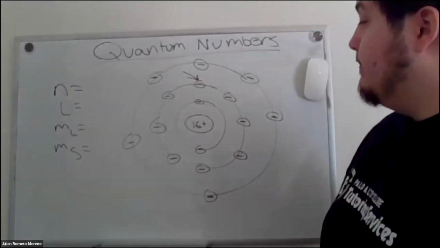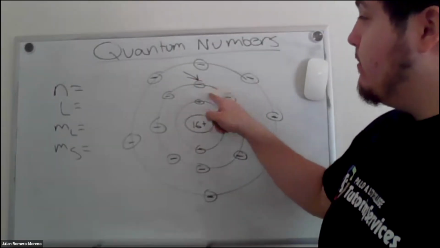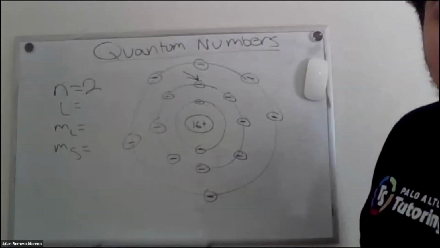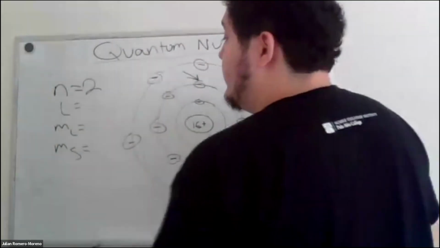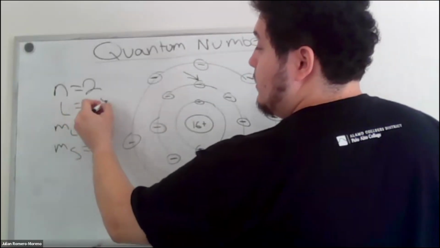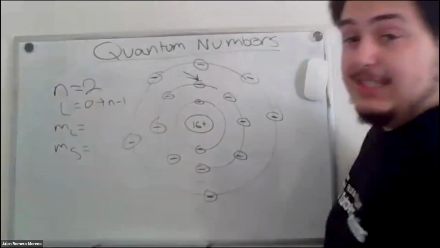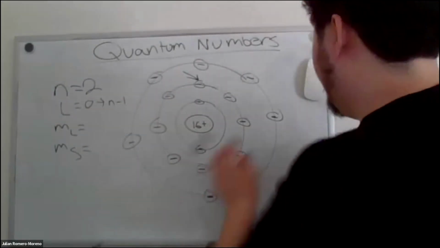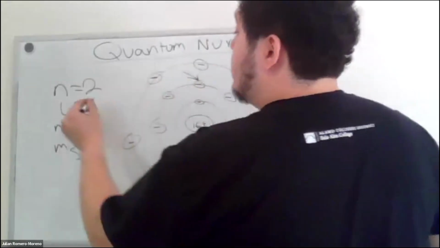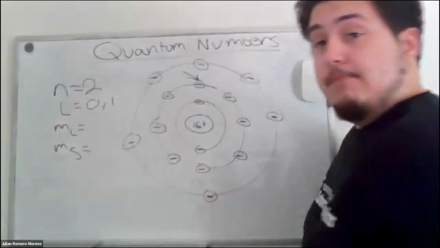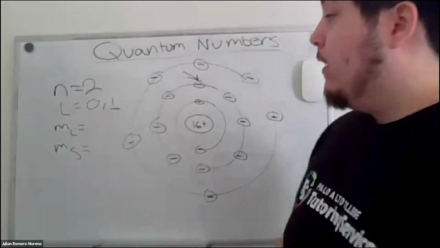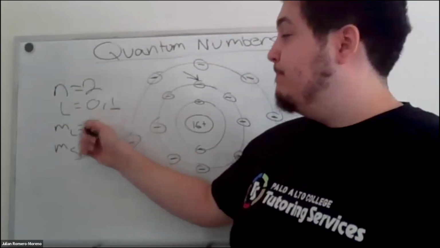So this electron right here is in energy level 2. So we know it's that. We know its angular momentum could be any value from 0 to n minus 1. Since n is 2, that means 0 to 1. So 0 or 1. In this case, I'm just going to choose 1. So that's its angular momentum.